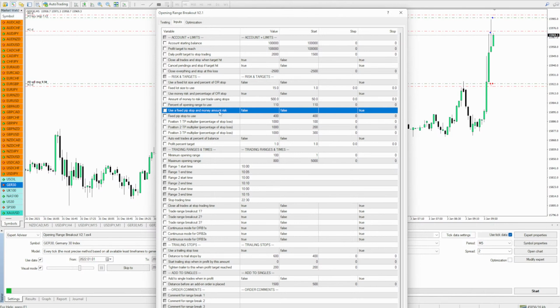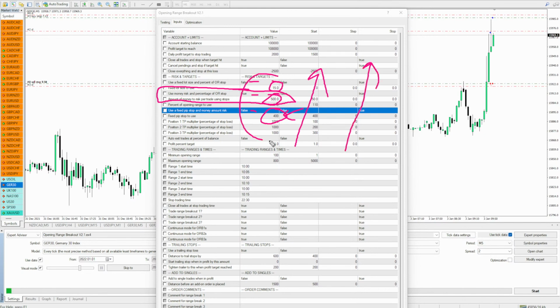You've got a fixed pip stop, which we just covered, and you can also only set one of these to true. Okay, so if you want to use, in this case, monetary risk, that is set to true. The other 2 are set to false. If you set all 3 of them to true, what it will do is it will take 3 trades at each level for you. One using a 15 lot entry, one using $500 of risk, and another one using $500 of risk with a fixed stop. So if you really do want to take 3 trades at a level, you can do it that way with all of those. Okay.